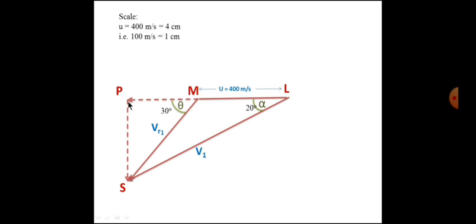Now by extending the line which can be drawn from point M and drawing the perpendicular from point S, we will get point P. By joining these two lines, we will get point P. So now this is how the inlet velocity triangle is completed. Here we can show VF1. So segment PS is showing the flow velocity at inlet, whereas segment PL is showing the whirl velocity at inlet, VW1.